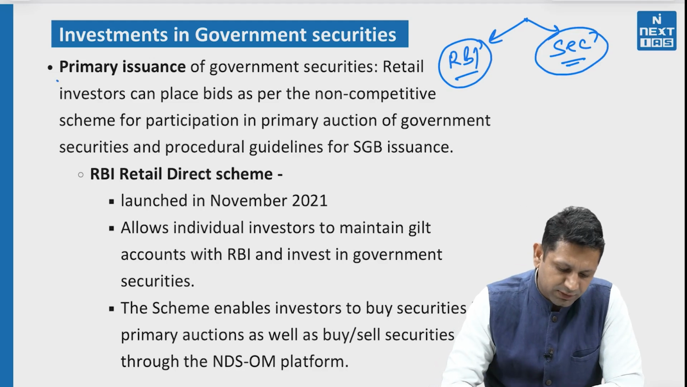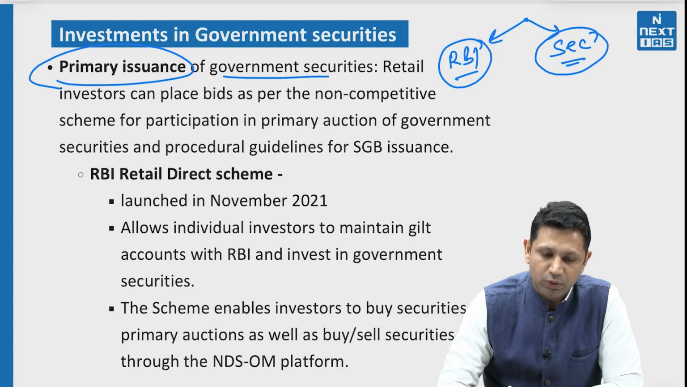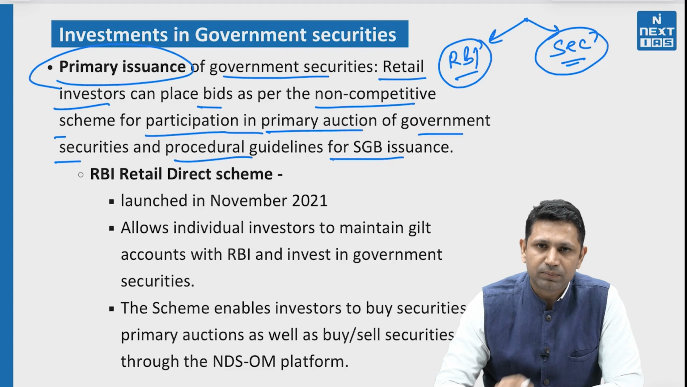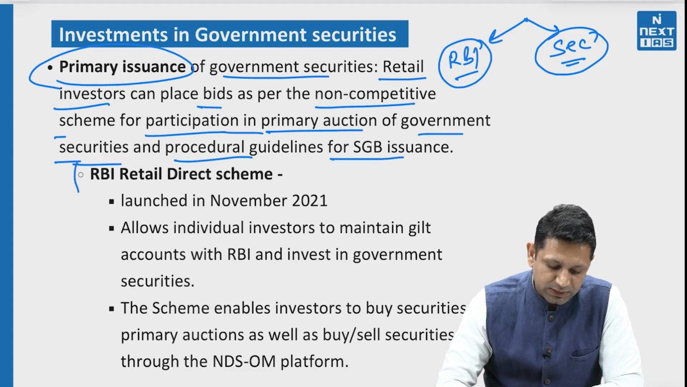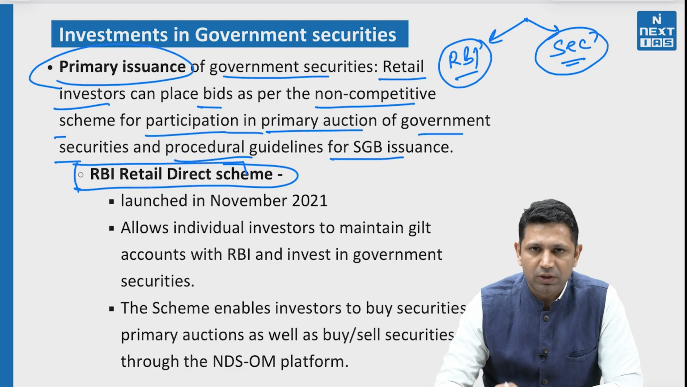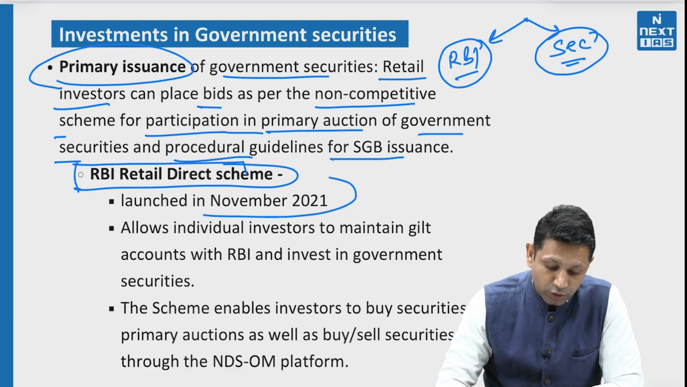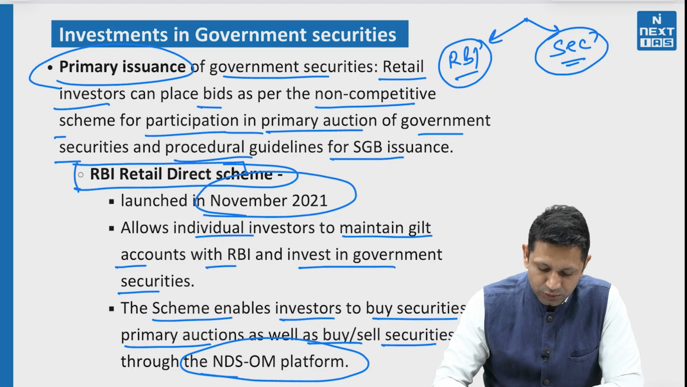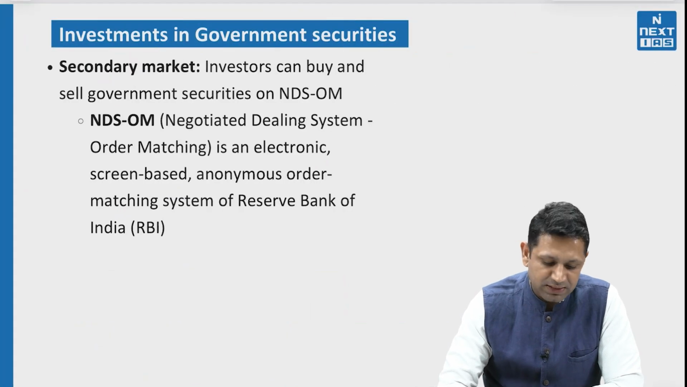So there are now two mechanisms. The first one is primary issuance of the government securities. That is, retail investors can purchase bids as per the non-competitive scheme for participation in primary auction of the government securities and procedural guidelines for the SGB issuance. There is a scheme known as the RBI Retail Direct Scheme. UPSC has previously asked a question on this also. It was launched in November 2021. It allows individual investors to maintain gilt accounts with RBI and invest in government securities. The scheme enables investors to buy securities in primary auction as well as buy or sell securities through the NDS-OM platform. The second mechanism is the secondary market.